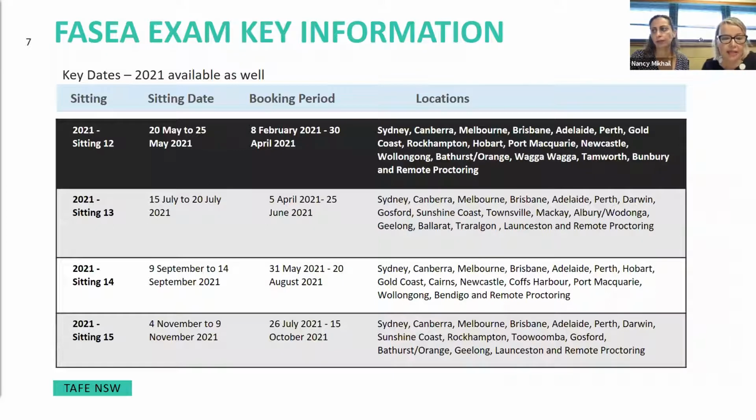Some of those dates, these are published straight off the FASEA website, is that the next sitting is sitting 12, which is in May, and the booking period is actually open now. So if you went onto the FASEA website and you haven't booked in for an exam yet, book in for this sitting 12, which means that you'll be sitting the exam sometime towards the end of May, and you're giving yourself enough time to prepare and be ready.